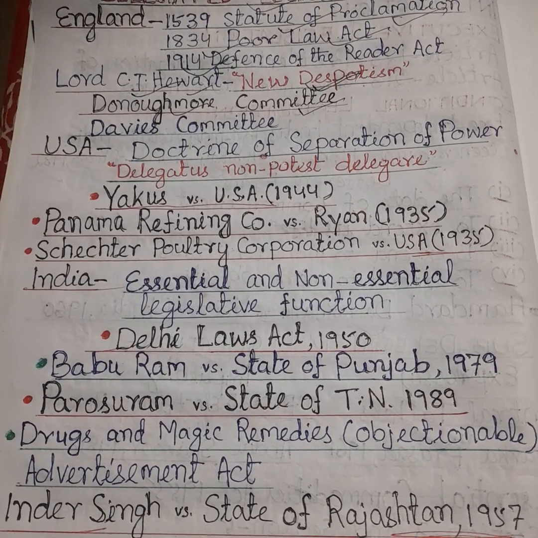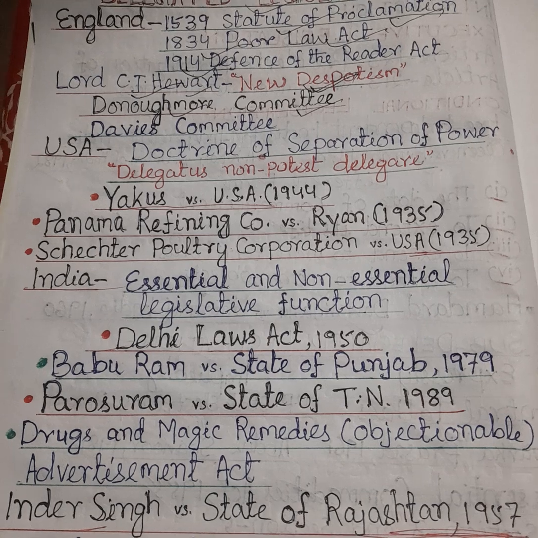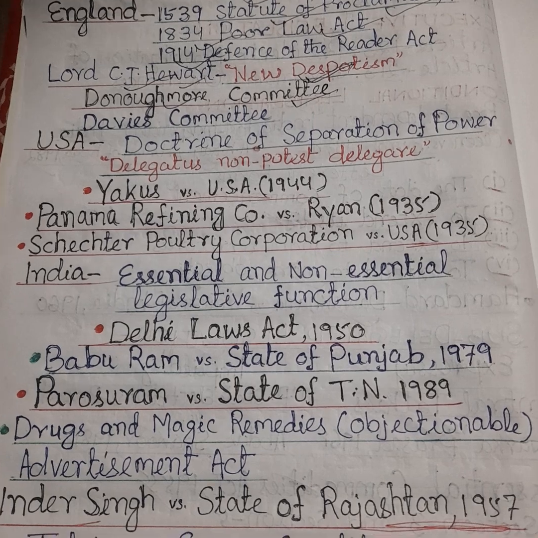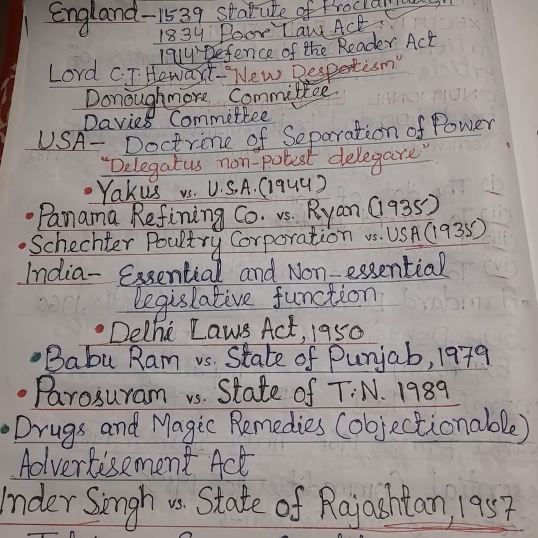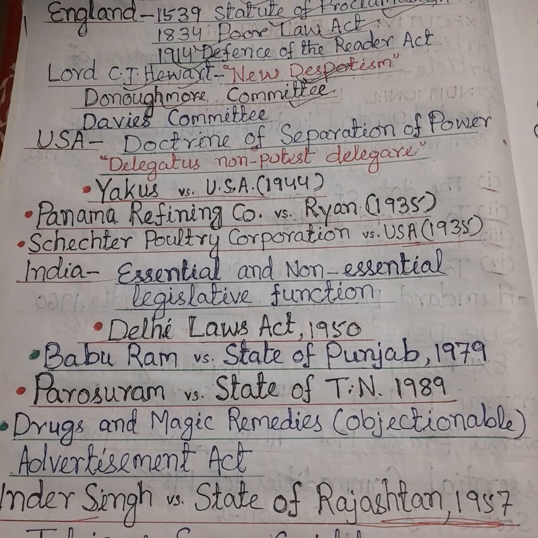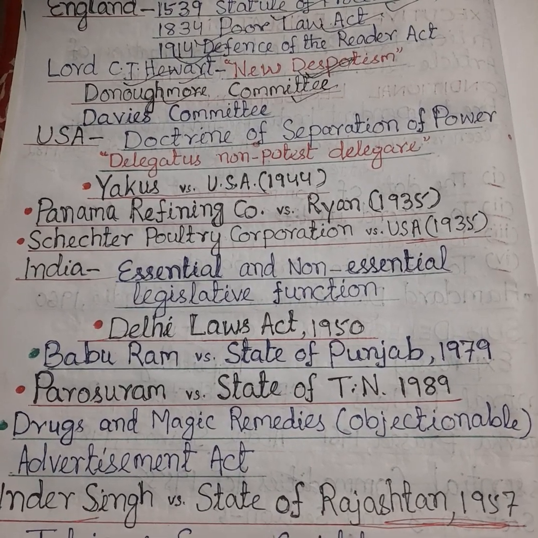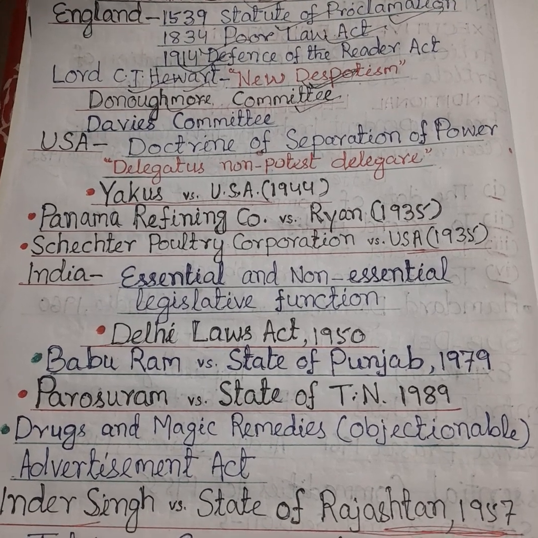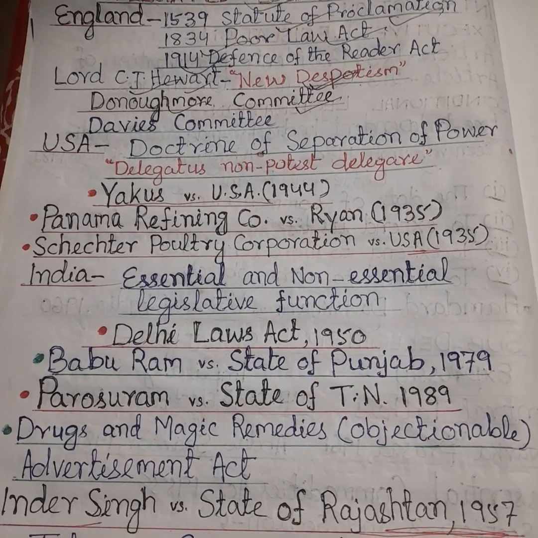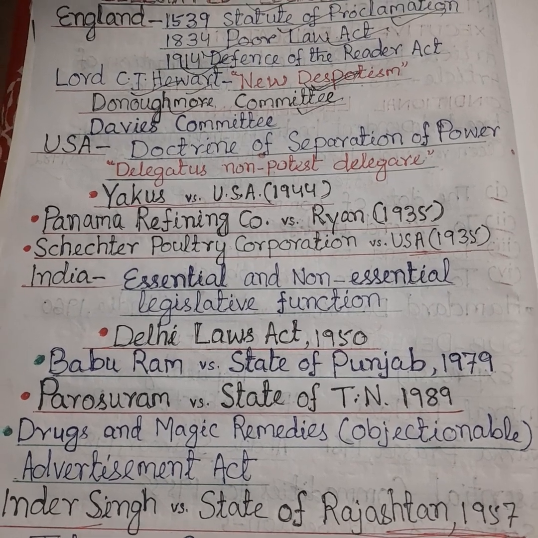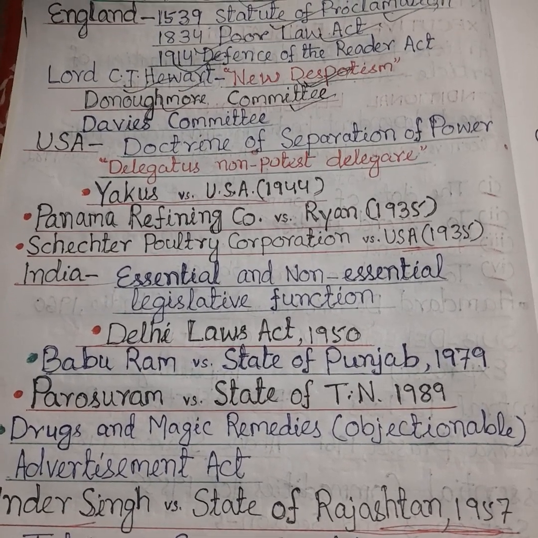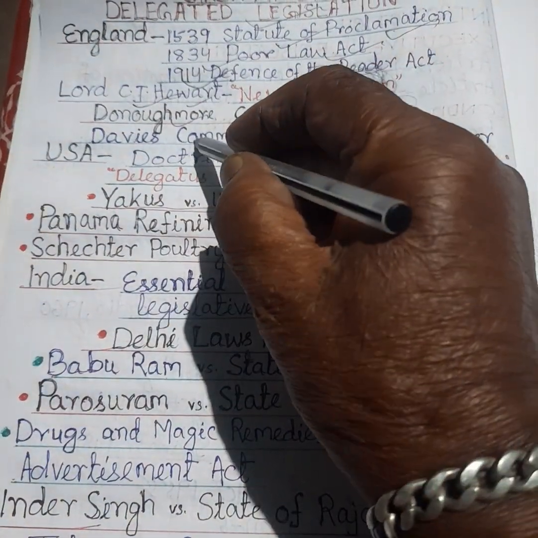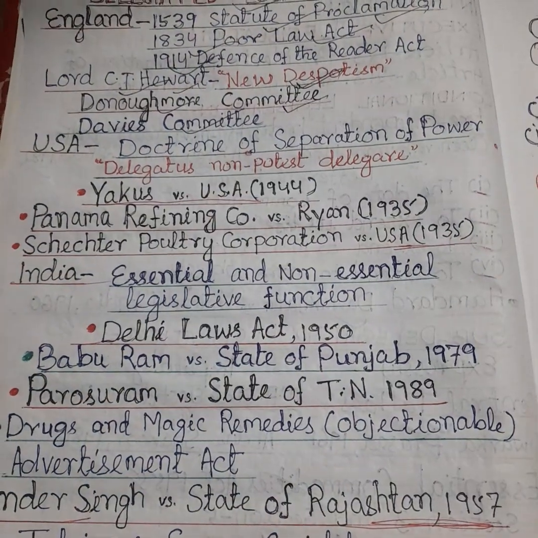After the First and Second World War, another select committee of Parliament was appointed, the Davis Committee, to look into the scope, nature, and jurisdiction of legislative delegation of lawmaking power to the executive, and that Davis Committee submitted its reports in 1953.